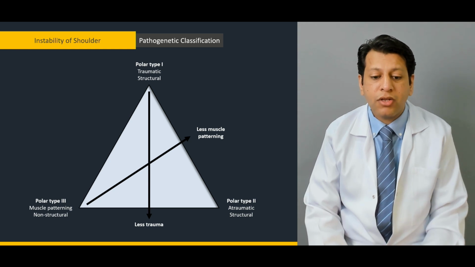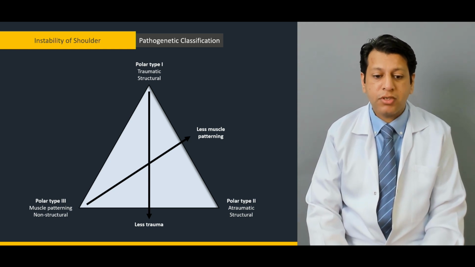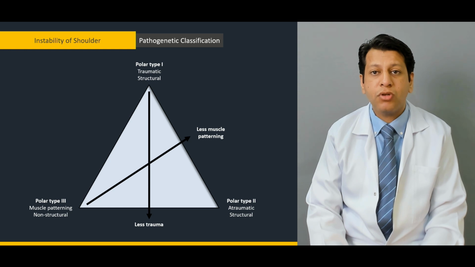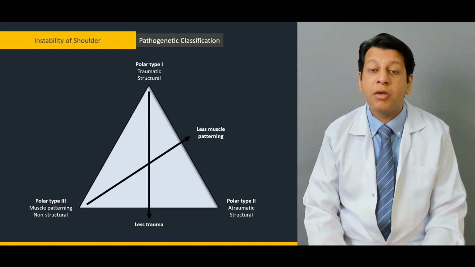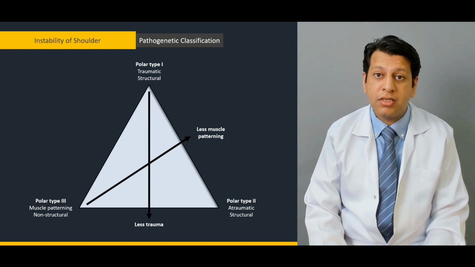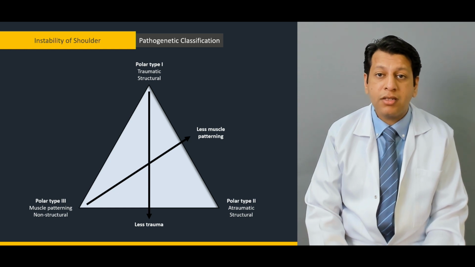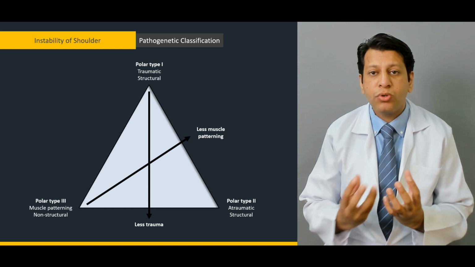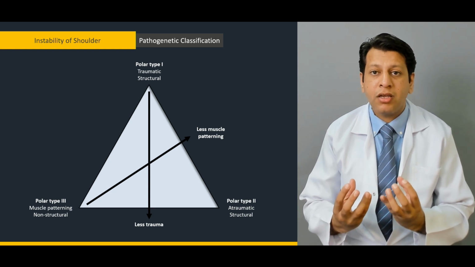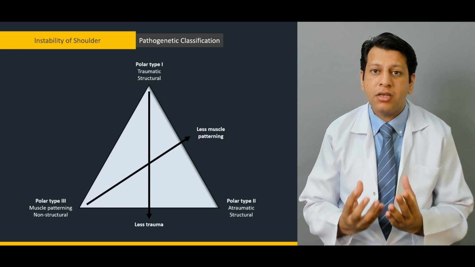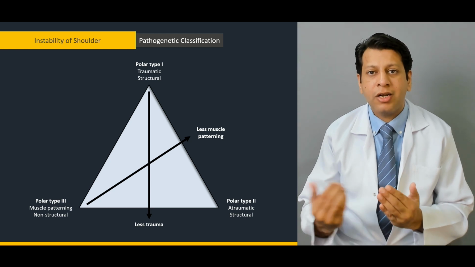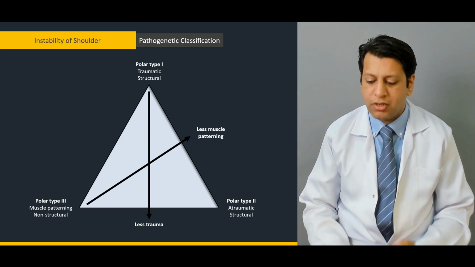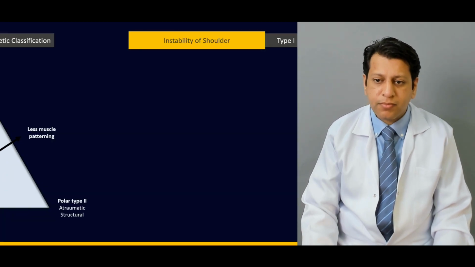Type 3 is a muscle patterning type, where the problem is not with the bony structures but with the muscles. They are not acting in unison, so they cannot create a sling effect. When the head is moving during motion of the shoulder joint, they cannot create a sling effect to make it stay in the glenoid. As a result, it dislocates either anteriorly or posteriorly.